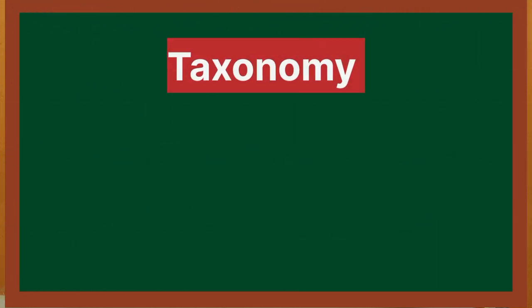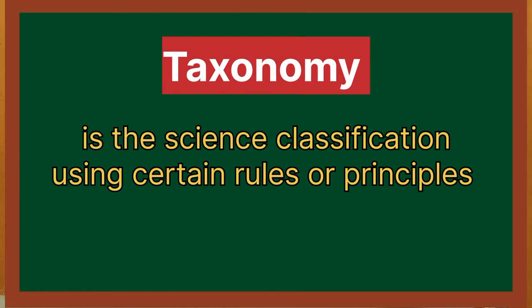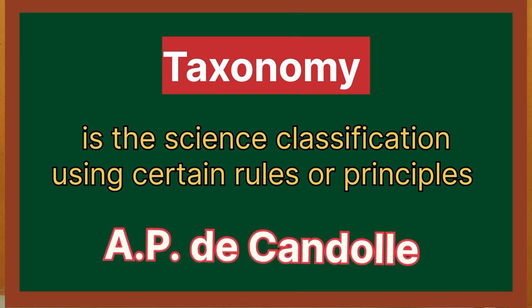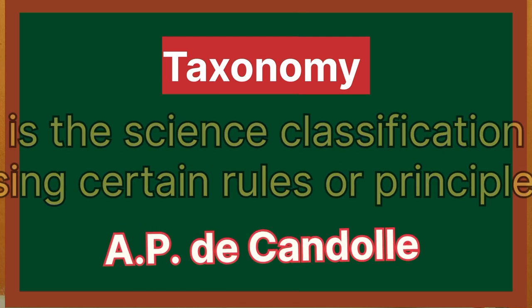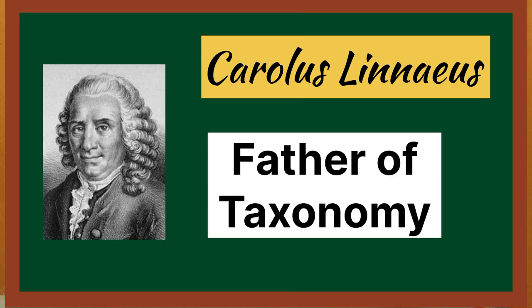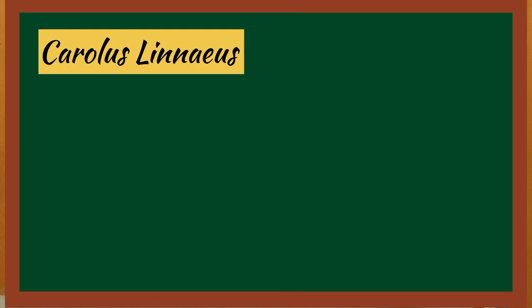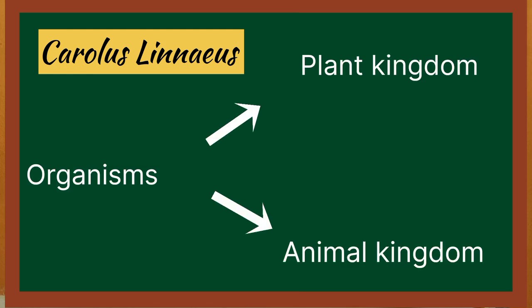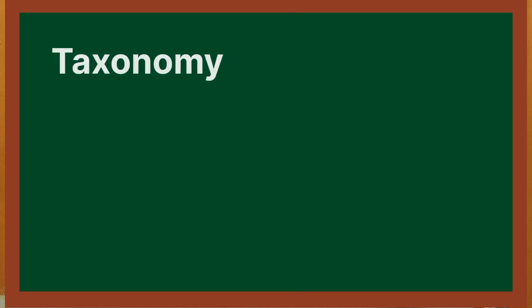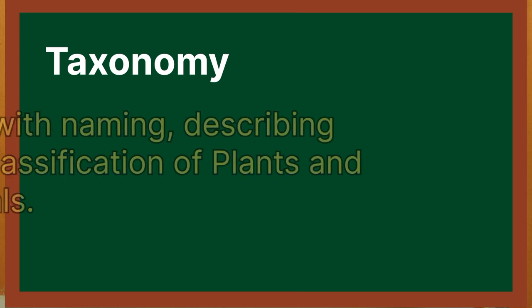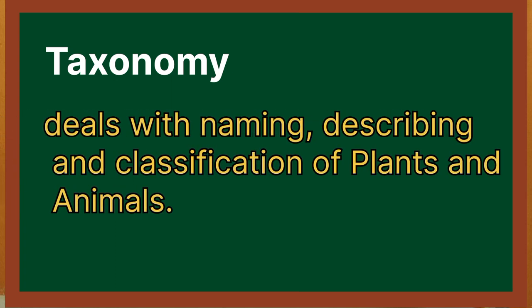Taxonomy means classification of organisms using certain rules or principles. The term taxonomy was coined by A.P. de Candolle, whereas Carolus Linnaeus is known as the father of taxonomy. He was the first person to classify plants and animals into two different kingdoms as kingdom Plantae and kingdom Animalia. Taxonomy is the science that deals with the naming, describing, and classification of plants and animals.